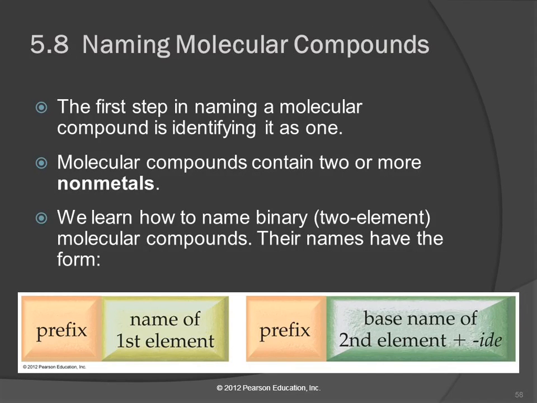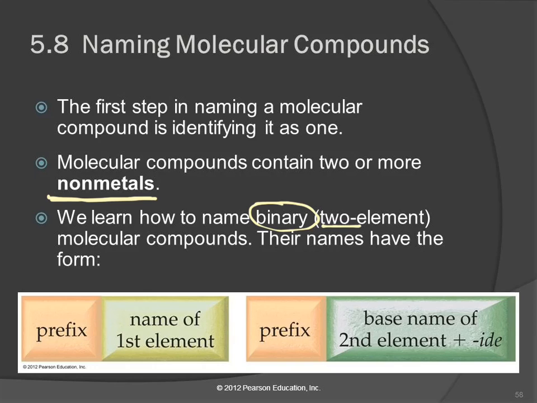Okay, so we've been talking about naming ionic compounds, and we're going to talk about naming molecular compounds. And again, we need to be able to identify it. The key for identifying molecular compounds is that it's non-metals. If you've got a metal in there, you cannot use these molecular compound rules. We're just going to learn how to do binary. Binary means two elements. So two non-metals, we can use these rules.